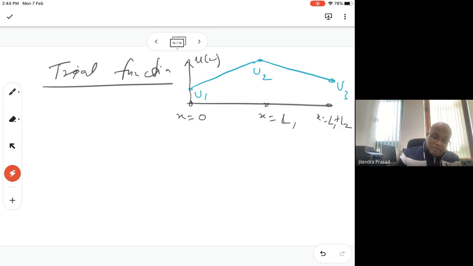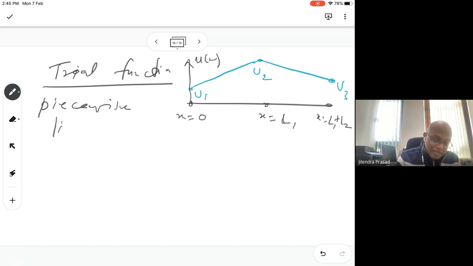We are making sure here that the trial function is piecewise. What kind of trial function did we use? For this element we used a linear trial function. For here also we took a linear one. There is a continuity here, but there is a kink, since we took piecewise linear.